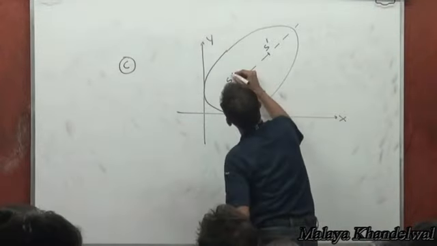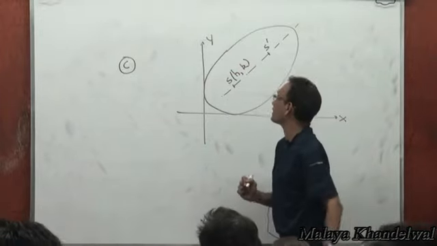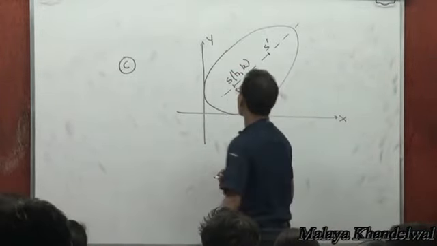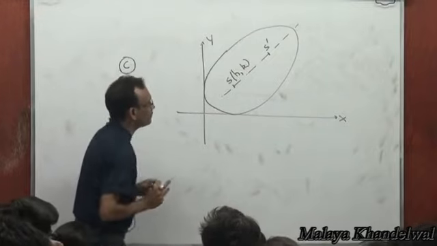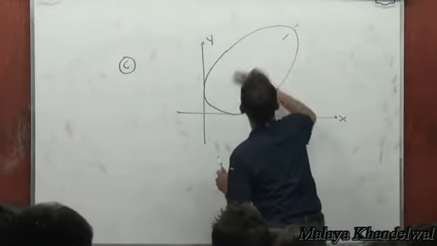Now, let's say this focus is (h, k). This focus is (h, k). All right. Let me just draw a little better view so that you know.